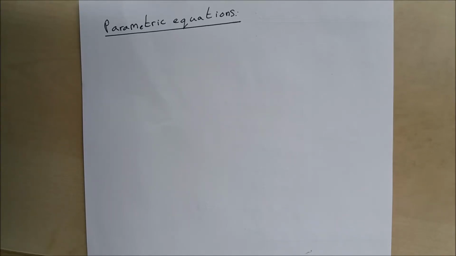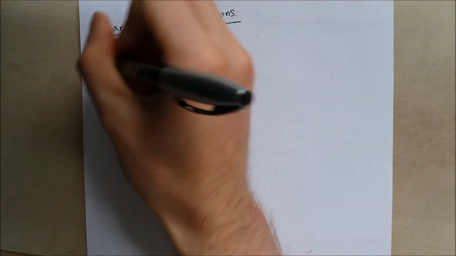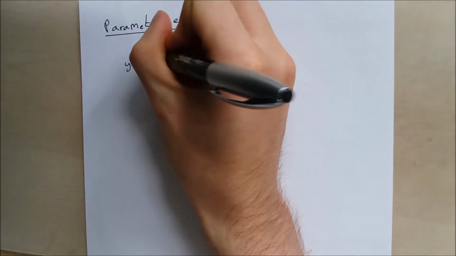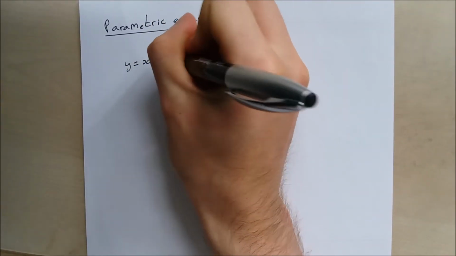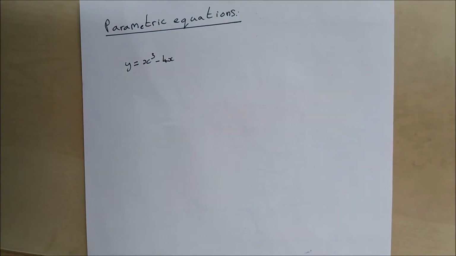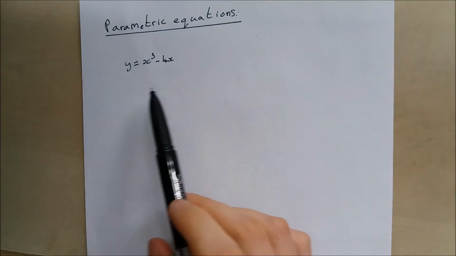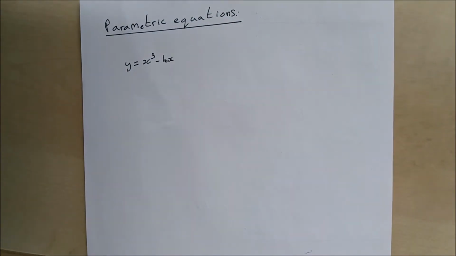In this video, I'm going to be going over parametric equations. Usually, you're used to seeing equations in Cartesian form. So for example, y equals x cubed minus 4x. Cartesian form is where you have y as some function of x. A parametric equation is where you're given two pieces of information that can be combined to make a Cartesian equation.